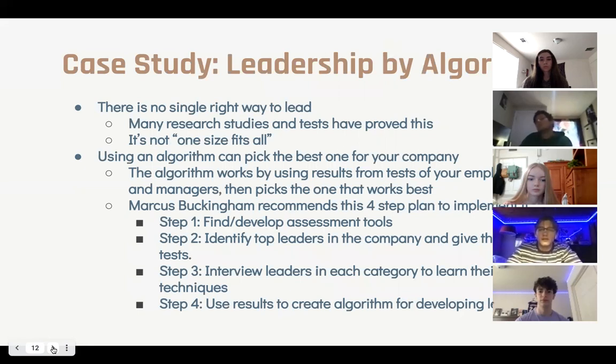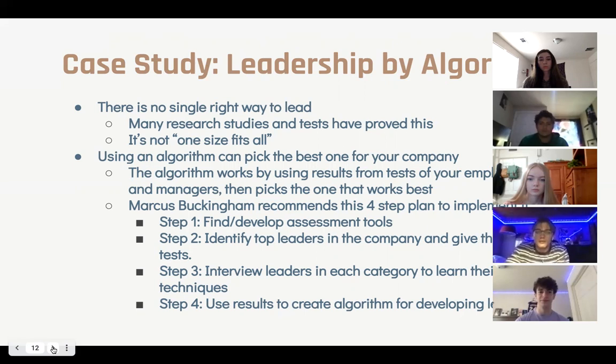So the case study for this chapter was leadership by algorithm. It starts out by talking about how there's no single right way to lead. And this has been proven by many different studies and tests. Leadership's not really a one size fits all deal. So it explains that using an algorithm, you can pick what's best for your company leadership wise, like what style.